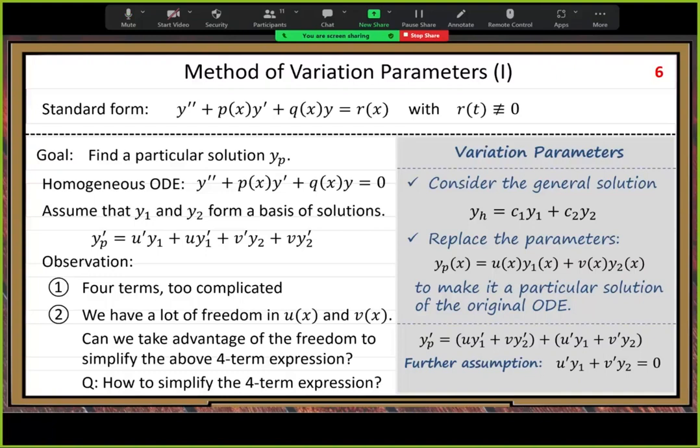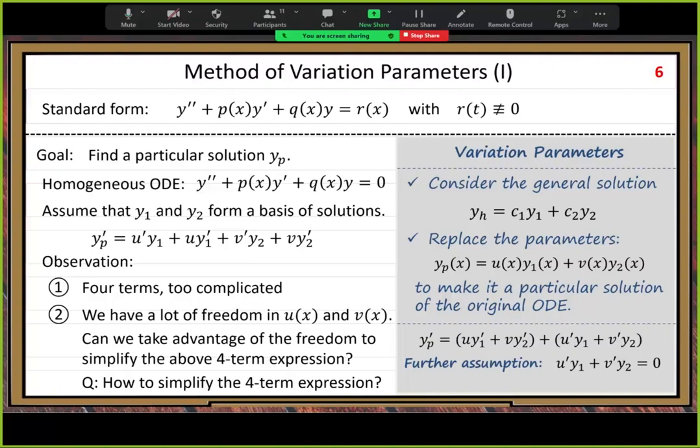We assume, we force it to be 0. Question, how can you force it to be 0? Because we have a lot of freedom. U prime, V prime, a lot of freedom there. When we have freedom, we can do it.